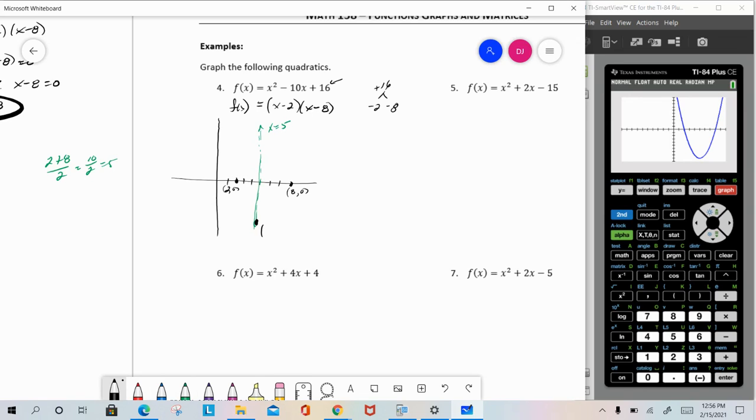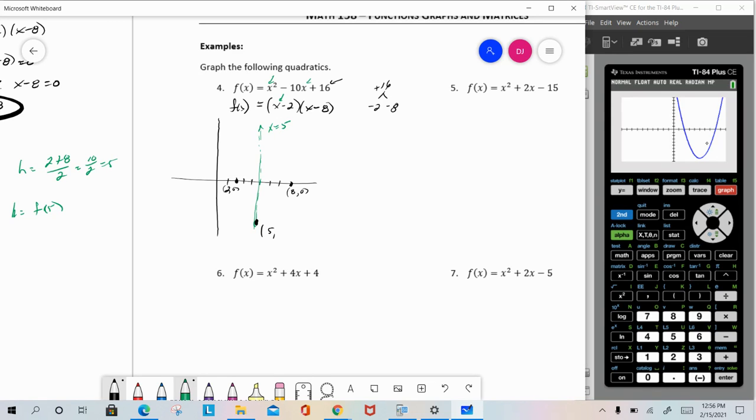So that's (h, k), right? h is 5, because 5 is halfway between 2 and 8. If I plug 5 back in for x and I find f(5), k will equal f(5). This is how I found h. To find k, I do f(h). So I'm going to do f(5).